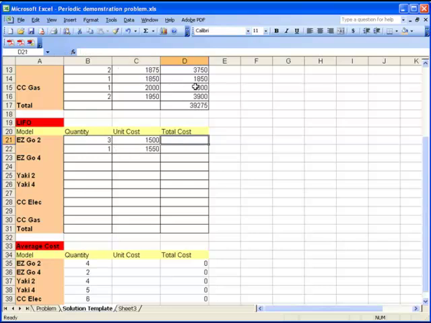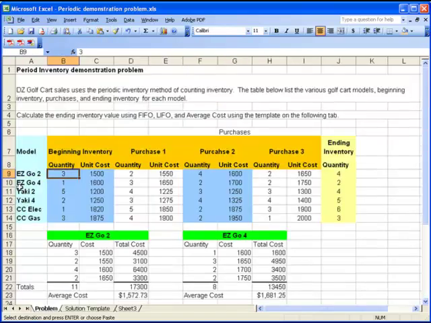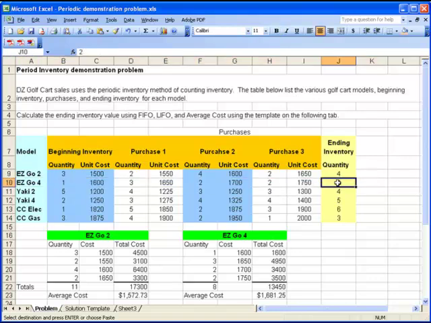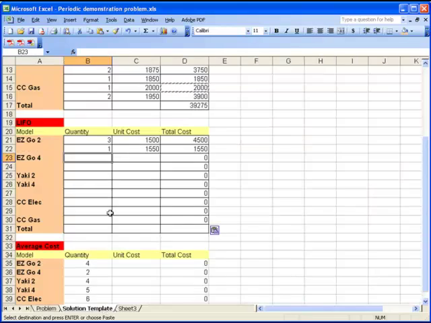And again, we'll use our formula here to get our numbers. Our EasyGo 4, right here, our ending inventory was 2. And again, last in, first out means we assume we sell these first. And so our inventory is made up of 1 of these and 1 of these. So 1 at 1600 and 1 at 1650.